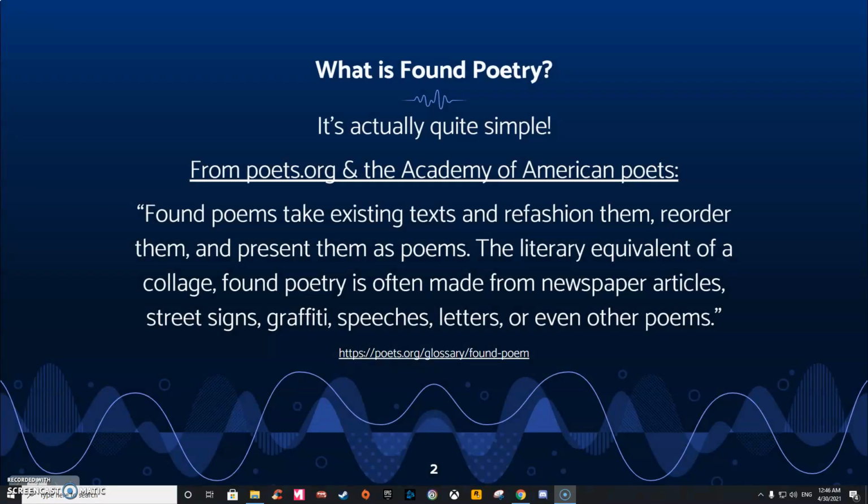So what is found poetry? It's actually pretty simple, and it's just like the name kind of sounds like. Found poems take existing texts and refashion them, reorder them, and present them as poems. It is the literary equivalent of a collage. So we can use things like newspaper articles. This says we can use street signs, graffiti, speeches, letters, even other poems.